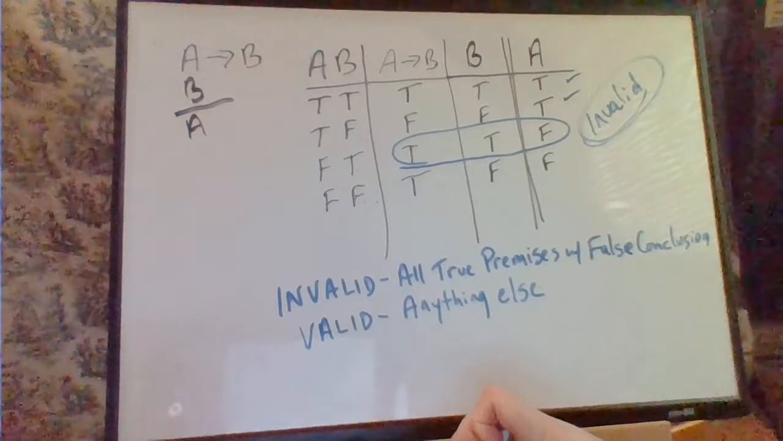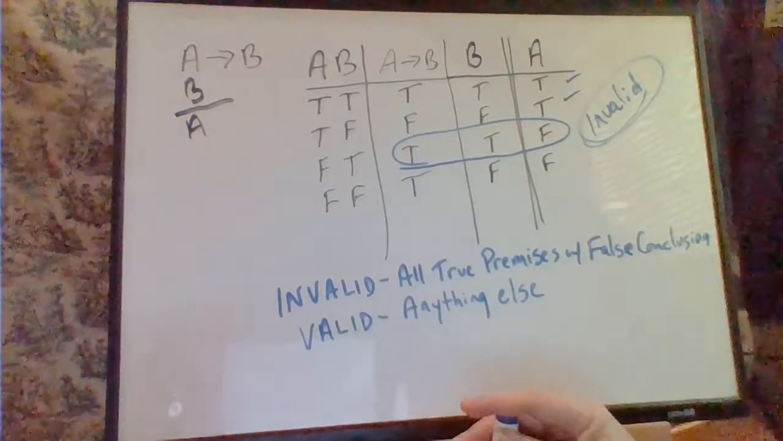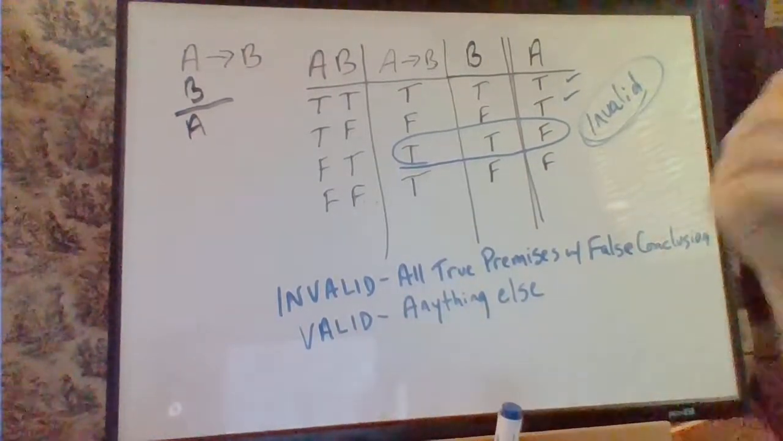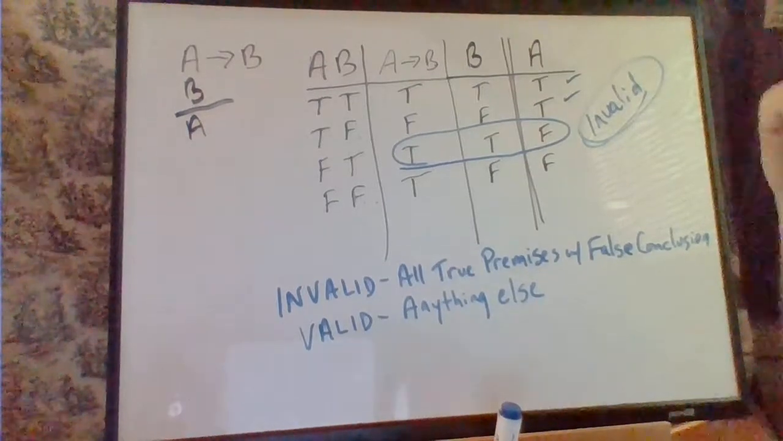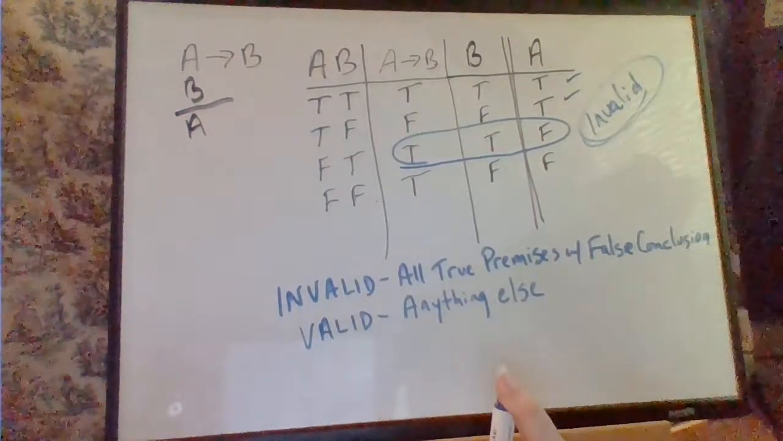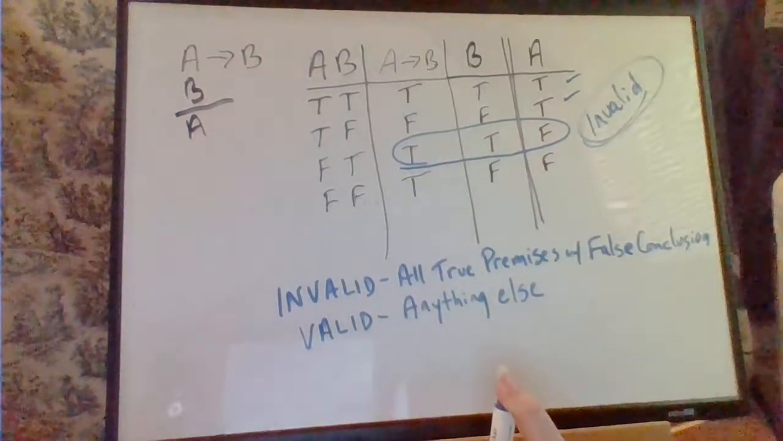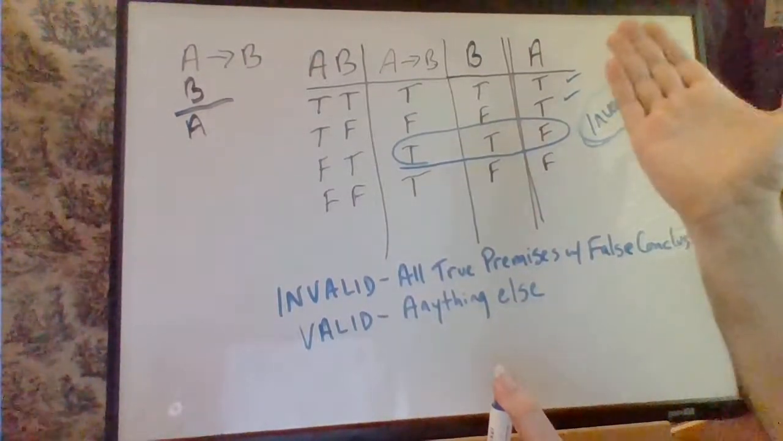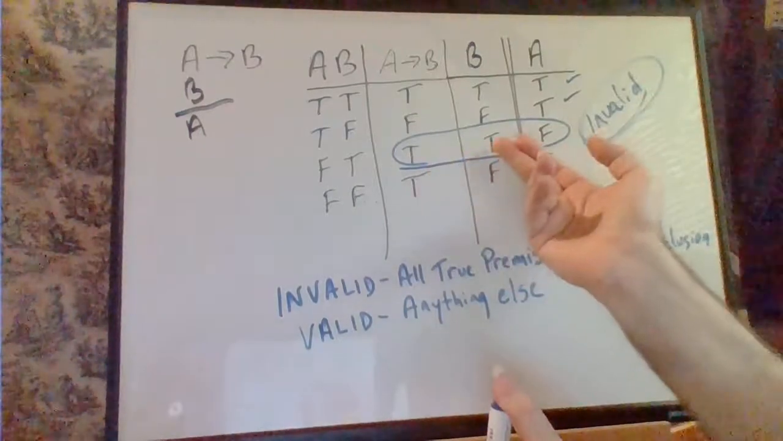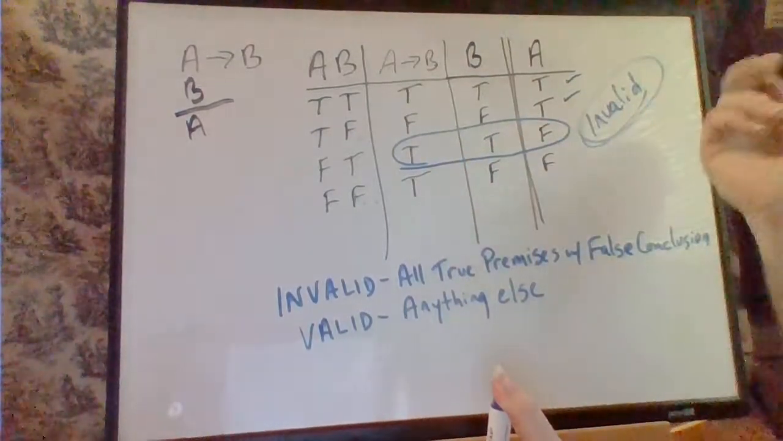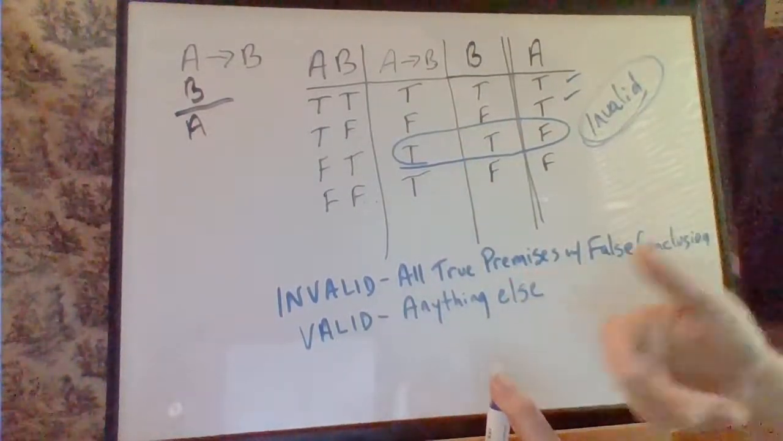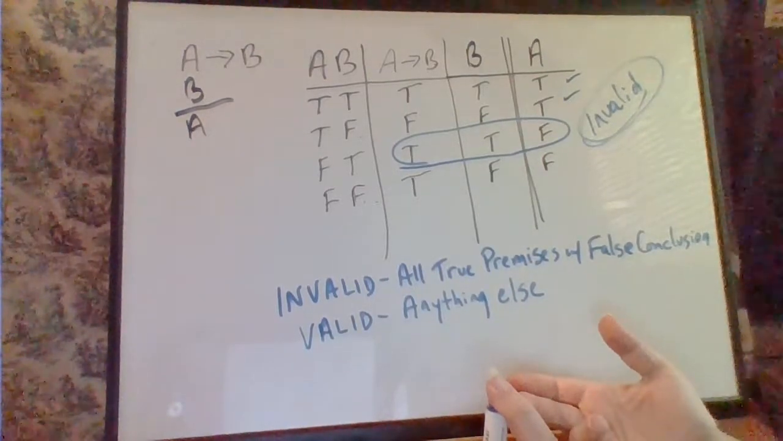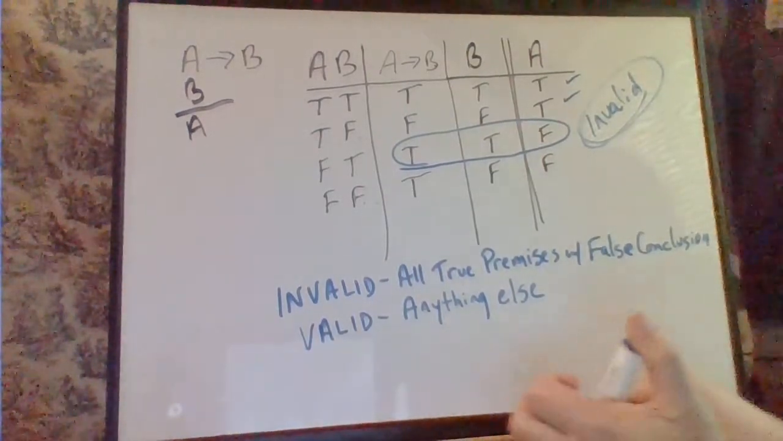And that's all there really is to it. The arguments may get a little bit more complex than this, but that's the basic idea, is to simply look at what's presented here to you and say, all right, do I have any line where all the premises are true and the conclusion is false? If I do, it's invalid. If I don't, it's valid. Okay? So that really is it.